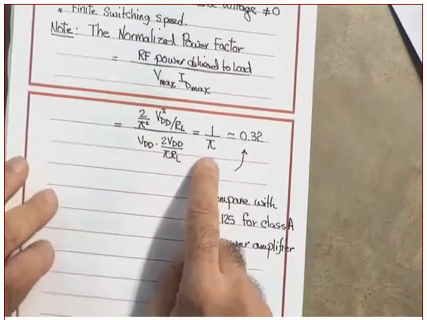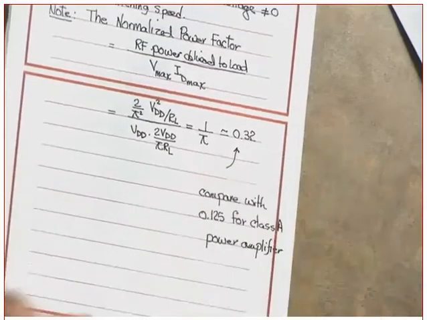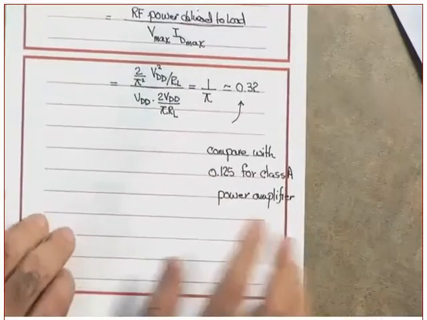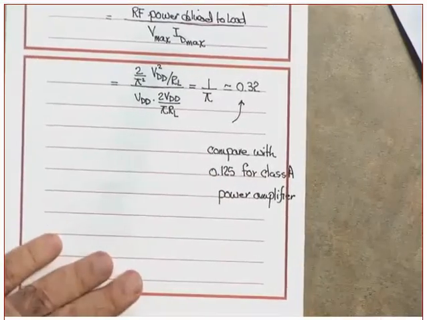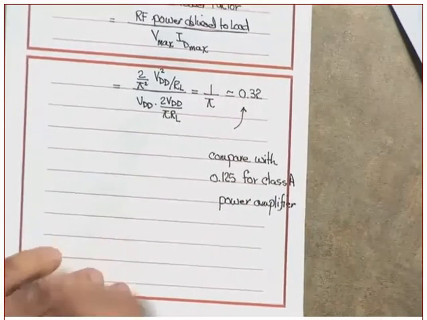What do you end up with? 1 over pi, which is 0.32. How much was it in class A, if you remember? Doubtful. Let's see if you remember. 0.125. Oh, it's written here. Hey, you are cheating. Compare it with 0.125 for a class A power amplifier. Clear? So it's much improvement.